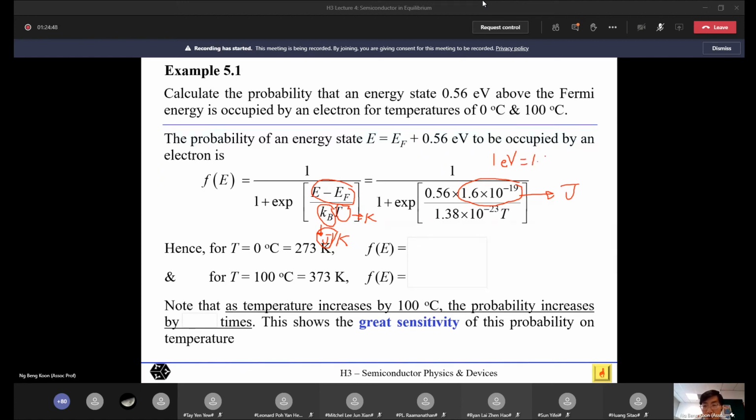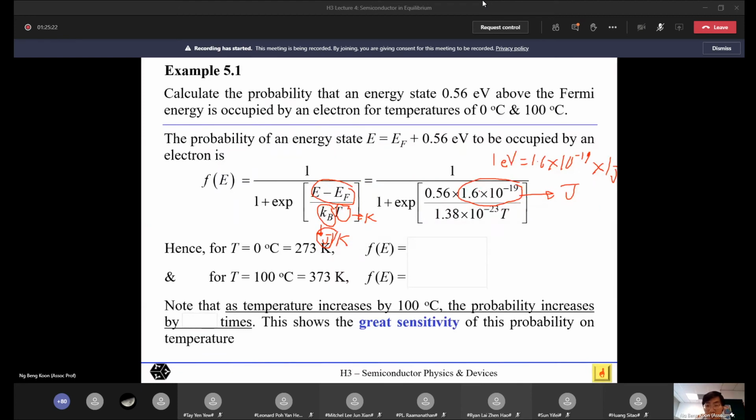So the charge of an electron is 1.6 by 10 to the power minus 19. If it crosses 1 volt, that means the energy that it gains will be the charge multiplied by 1 volt. So if we do that, then you get 1.6 by 10 to the power minus 19 joules of energy. So 0.56 eV will correspond to 0.56 multiplied by 1.6 by 10 to the power minus 19 joules of energy. So the conversion is very important, right?